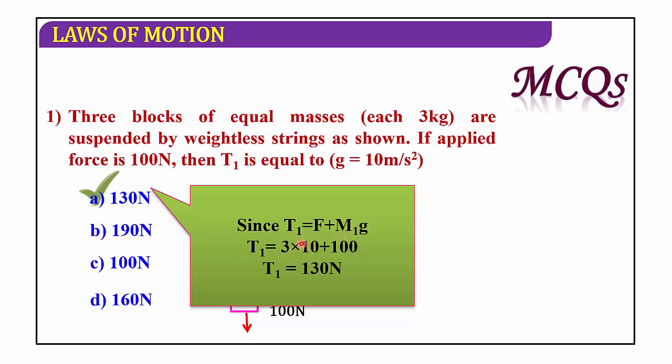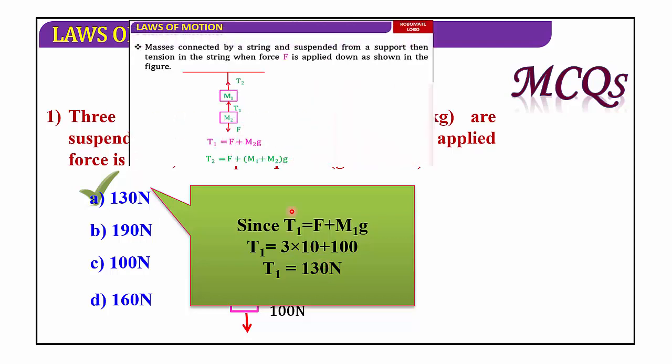So, first write M1 into G. M1 is 3, into G value 10, plus force 100. So, 3 into 10 is 30, plus 100 is 130 Newton. So, option A is the right answer. Is it clear?